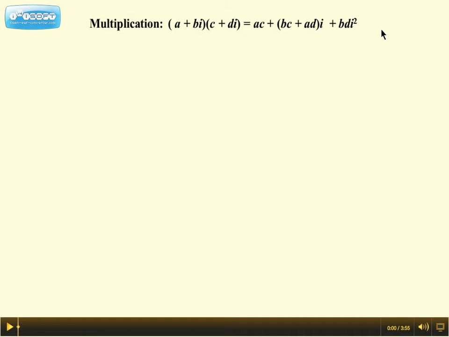However, it's important to note that this last term, we have i squared, and i squared equals -1, so this will become negative BD, and the i squared term is eliminated.